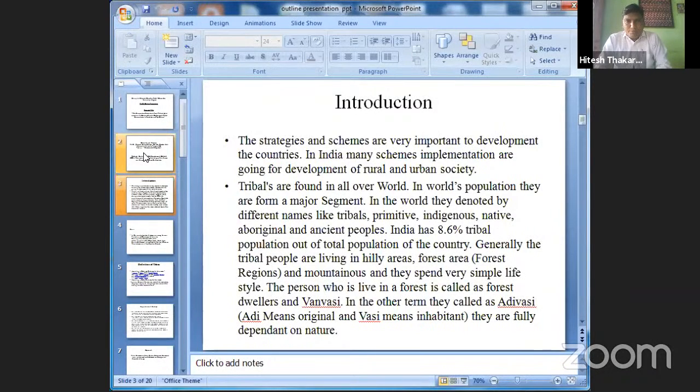Generally, the tribal people live in hill areas, forest areas, forest regions, and mountains, and they spend a very simple lifestyle. The person who lives in the forest is called a forest dweller and Vanvasi. In other terms, they are called Adivasi. Adi means original and Vasi means inhabitants. They fully depend on nature.